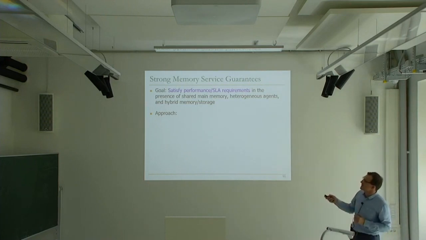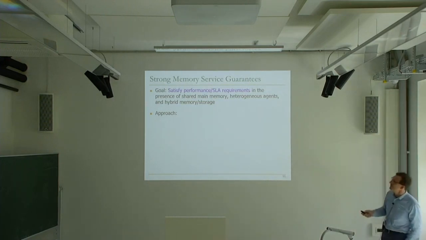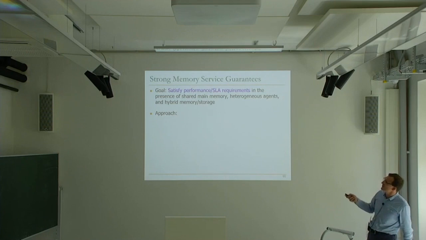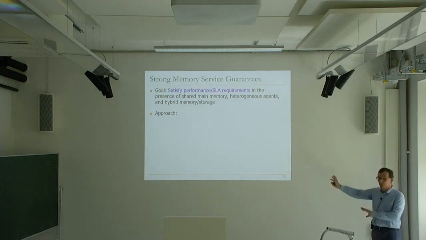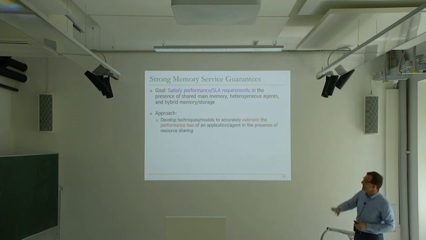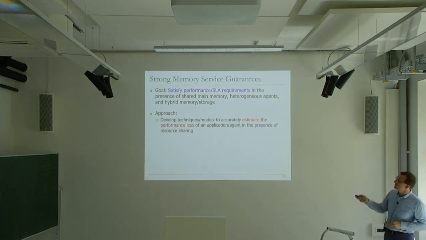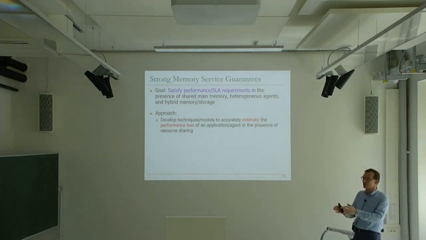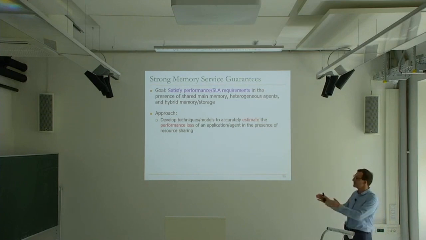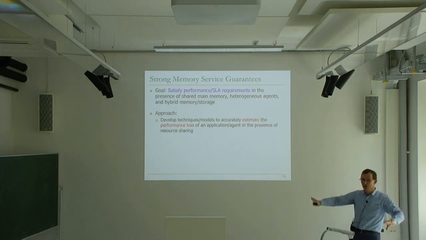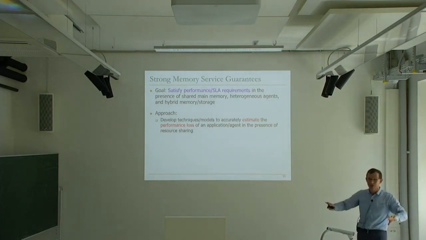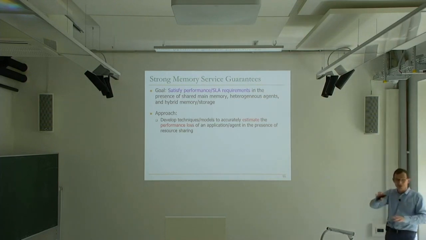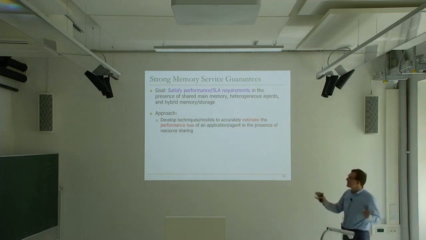One way of looking into it is basically how do we provide strong memory service guarantees in main memory? And the goal we've been pursuing is how do you satisfy performance or service level agreement requirements in the presence of all of these shared resources. And one of the approaches that we've been taking more recently is we'd like to somehow develop techniques or models to accurately estimate the performance loss of an application in the presence of resource sharing. So you have some performance if you don't share the resources, that's performance X, and you have some performance Y when you share resources with another application. The question is, can you know how much you're slowing down compared to your baseline performance where you don't share the resources? If you can estimate this dynamically online, then you can now enable many, many solutions potentially, right?